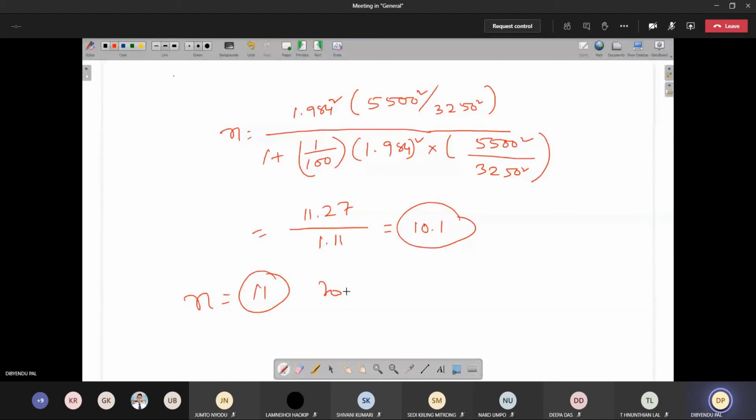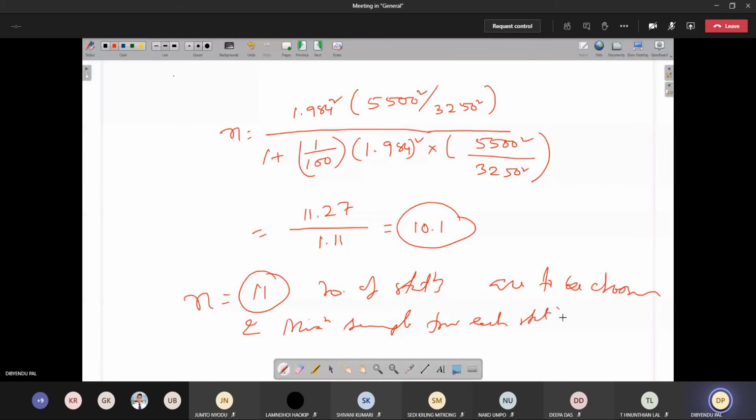11 stations are to be chosen and the minimum sample from each station is to be 30. So this is how we can decide the number of minimum counts. This is all about how we can choose the number of counts and all those things.